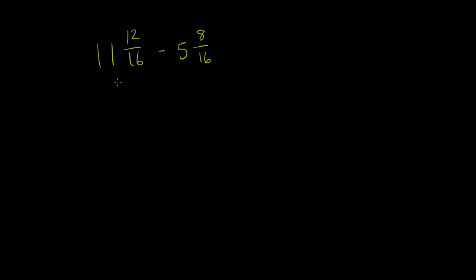Let's figure out what 11 and 12/16 minus 5 and 8/16 is, and then we might have to simplify it down to lowest terms. So the way I like to do these is to kind of separate out the whole number part of the mixed numbers from the fractional part. So I can rewrite this number right over here as 11 plus 12 over 16. And from that, I am going to subtract, and I'll put parentheses here because I'm going to break this part open. I am going to subtract 5 plus 8 over 16.